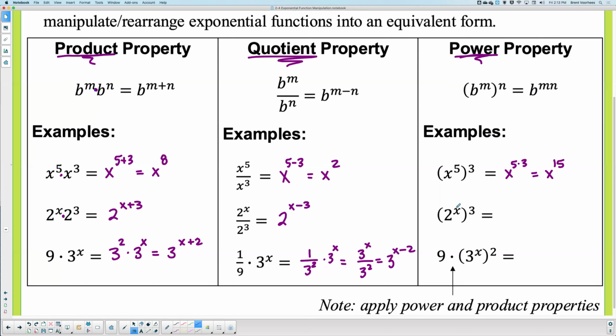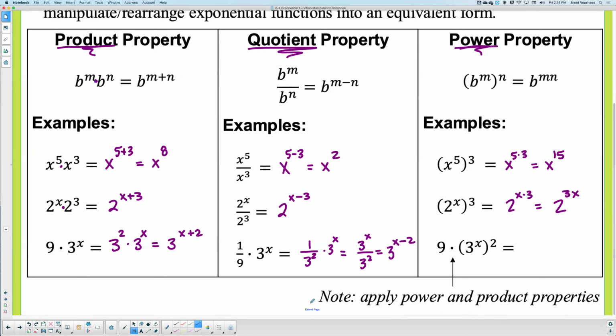Okay, how about 2 to the x, cubed? 2 to the x raised to the power of 3. That would be 2 to the power of x times 3, which is the same thing as 2 to the power of 3x.